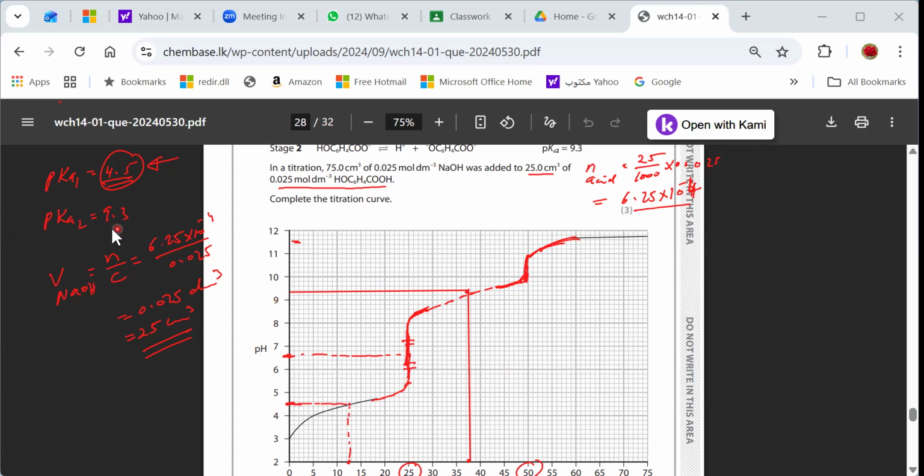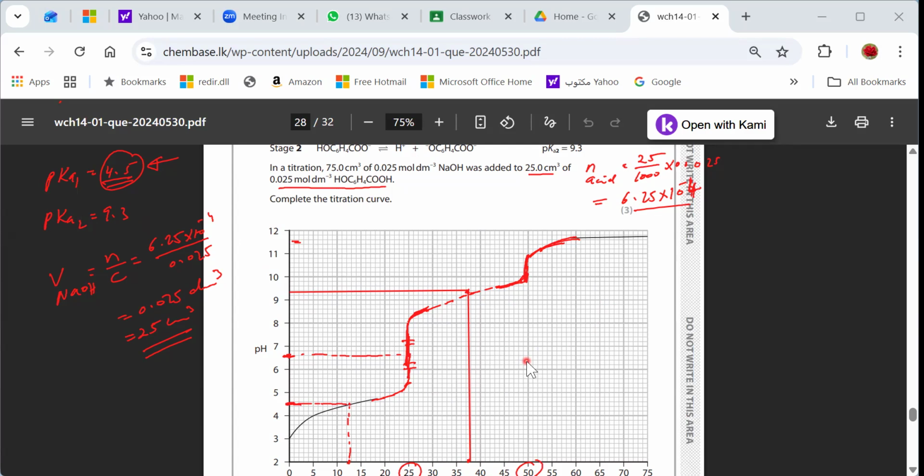And the second pKa is at 9.3. So this is half the equivalence point. And this will make you sure that the second endpoint is also at 50. So you draw it in this way. Understand? Well, would you like me to repeat anything? You understand how to draw this curve?